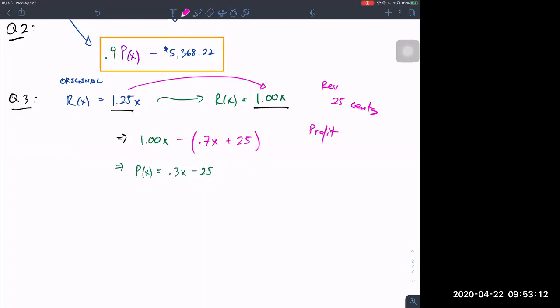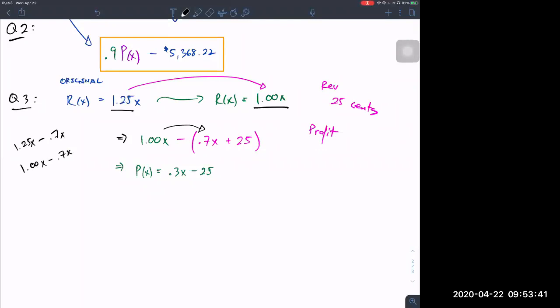But then when you look, what happens? You have a subtraction of what was the original 1.25x minus the cost function. And then now all of a sudden you have a 1.0x minus the cost function. See how the cost function doesn't change? Since the cost function doesn't change, this reduction that I wrote in pink right here of 25 cents is going to follow through in the profit function as well, 25 cents as well.